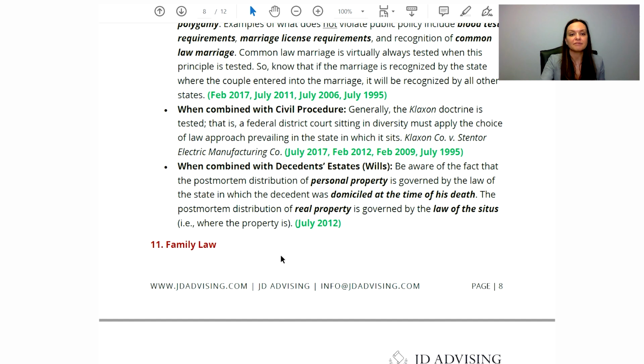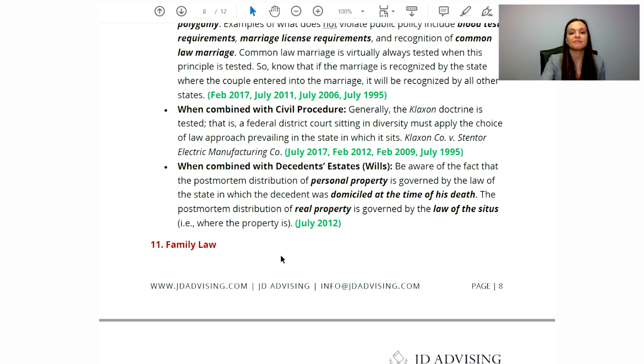When we combine conflict of laws with civil procedure, they're usually testing the Klaxon doctrine, which is that a federal court sitting in diversity jurisdiction has to apply the choice of law approach of the state in which it sits. So to put this another way, if you have a federal judge deciding a case that came before it on diversity jurisdiction in a federal court in the state of Michigan, that judge has to apply the choice of law approach that a Michigan judge would apply sitting in a Michigan court.